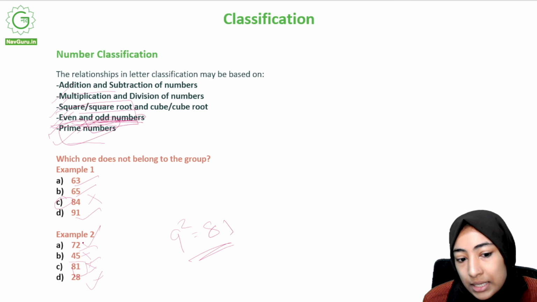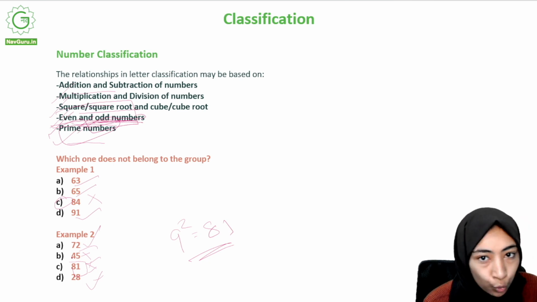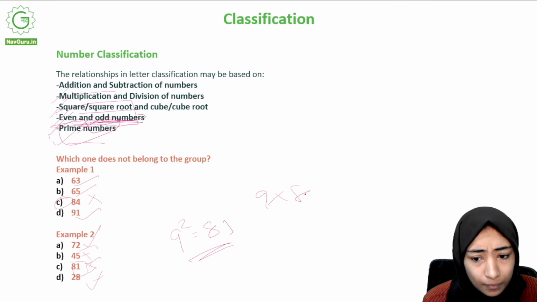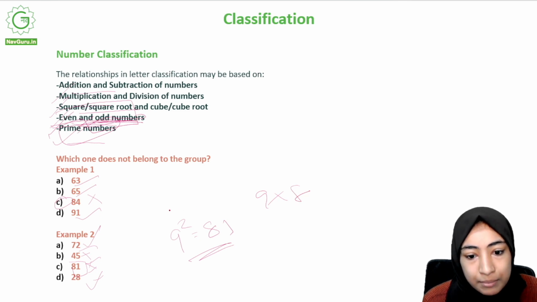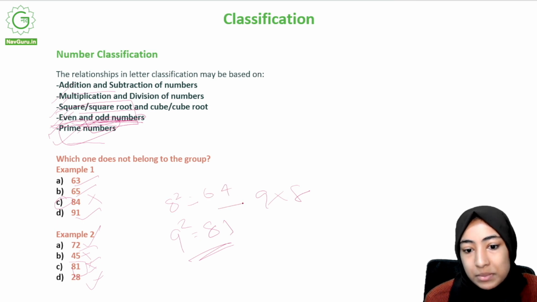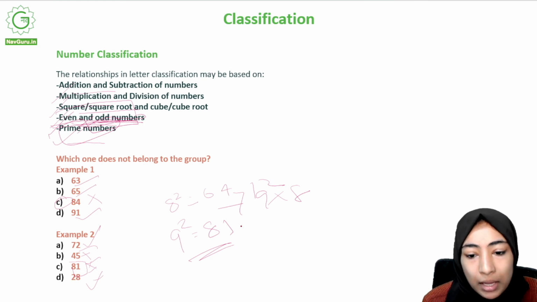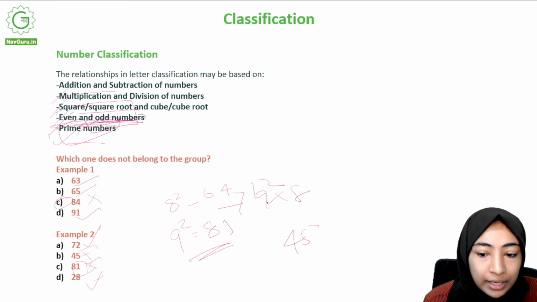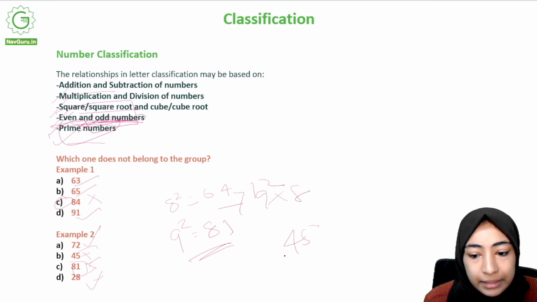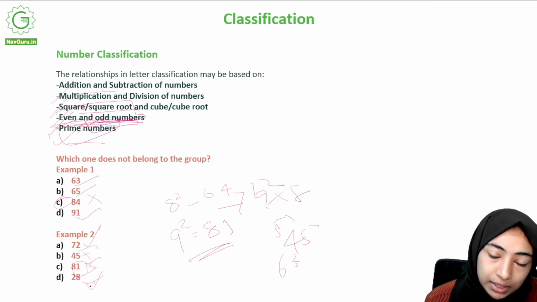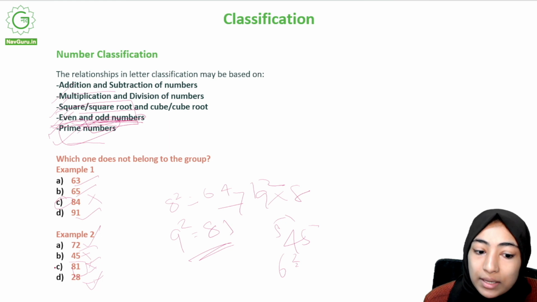Now let's look at the others. Is 72 a square of anything? No, right? You know that 9 8s are 72. So basically it comes between 9 and 8. 8 square is 64, 9 square is 81. So 72 comes in between. So it's not a square of any natural number. You only have to deal with natural numbers at this point. Okay, 45, again, no, it does not come under anything. Basically it comes between 6 square and 7 square, right? So it doesn't. 28 also does not come under anything. So you see that 81 is the only square number here, and so this is the odd one.